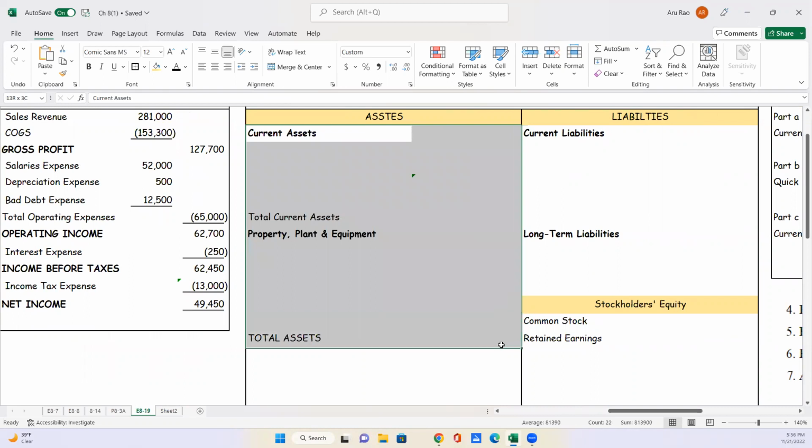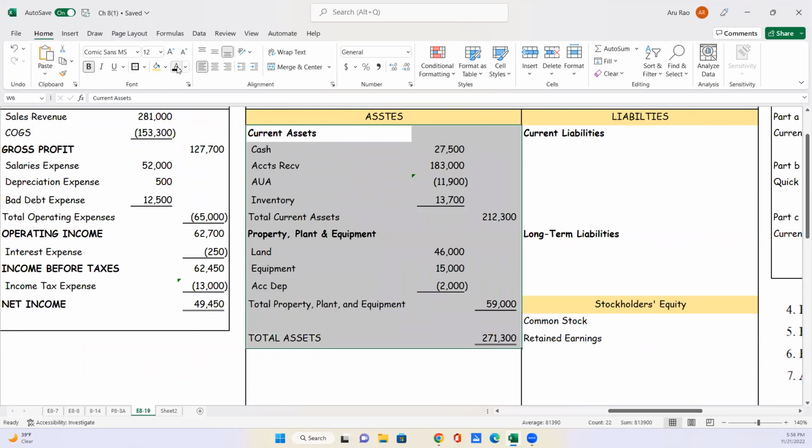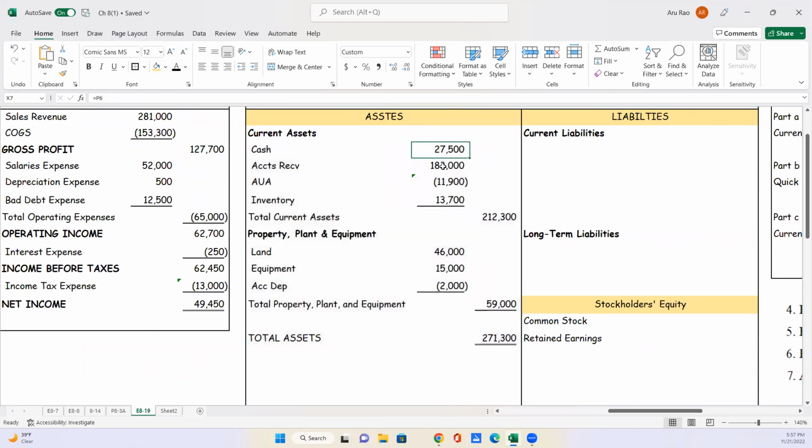I'm going to highlight this section. So I have cash, accounts receivable, less uncollectible accounts, and inventory. That gives me my current assets. For property, plant, equipment, I have land, equipment, and less accumulated depreciation that's associated with the equipment. That's $2,000 over here. So at this point in time, I have my total assets number figured out.